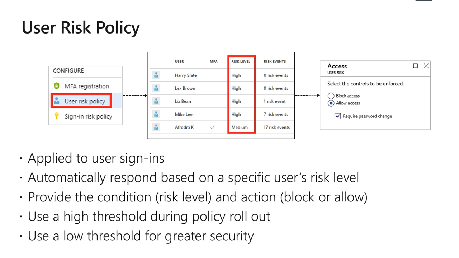And also when setting the policy, use a high threshold during initial policy rollout, or if you must reduce the challenges seen by the end user. Use a low threshold if your organization requires greater security. Selecting a low threshold introduces additional user sign-in challenges, but also increased security, right?